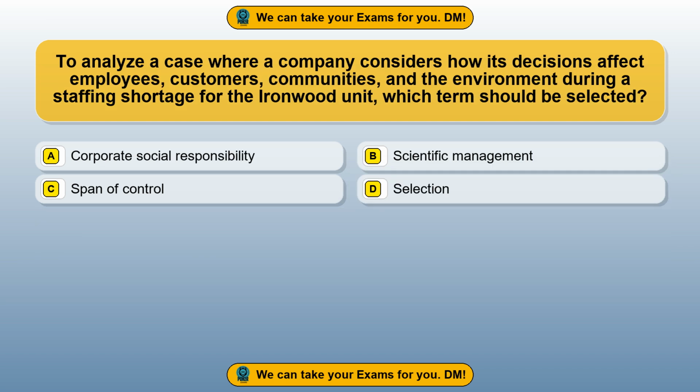Question 51. To analyze a case where a company considers how its decisions affect employees, customers, communities, and the environment during a staffing shortage for the ironwood unit, which term should be selected?